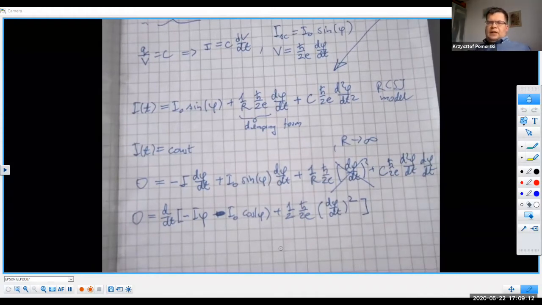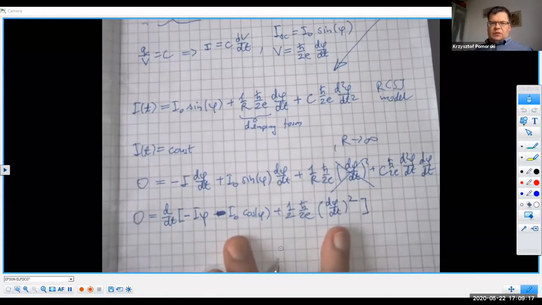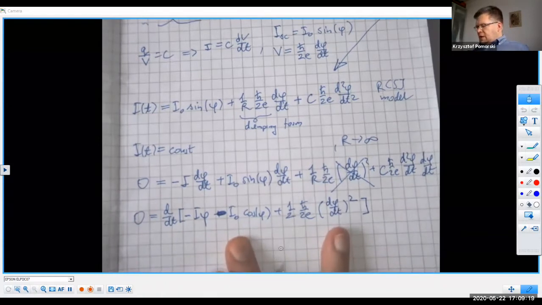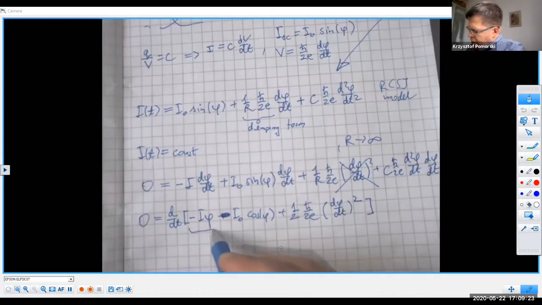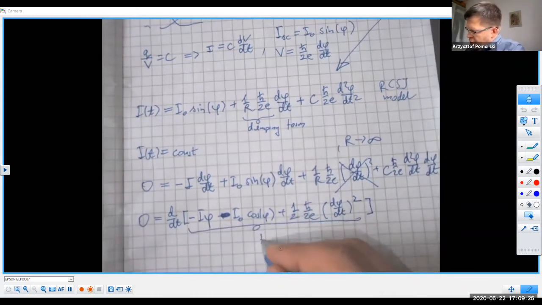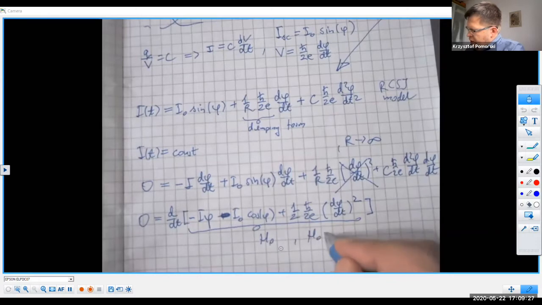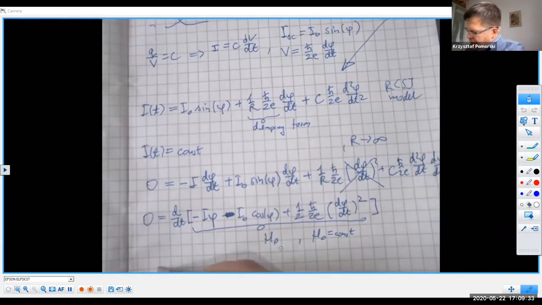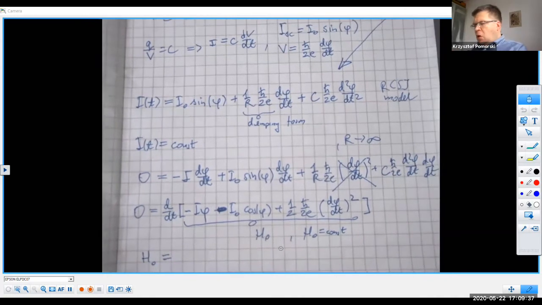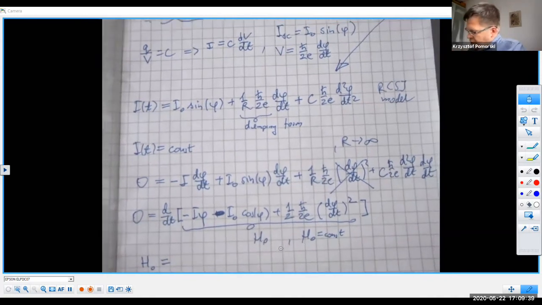Everything that is in the brackets is set to a constant Hamiltonian. Therefore, I introduce the Hamiltonian H0. I call everything inside H0, and H0 is constant. So basically we have formulated that during our equations of motion, such a Hamiltonian is preserved.